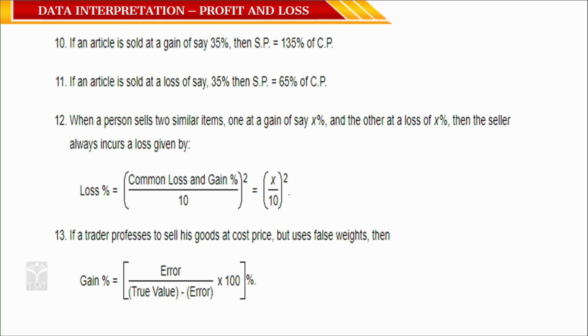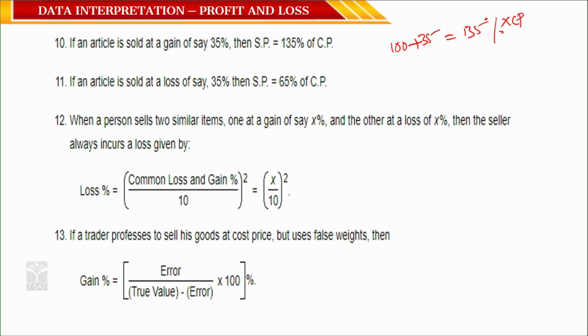So, you get 35% gain, which means the selling price will be 135% of CP, because generally you will get 100, and then 35% gain. So, 100 plus 35 means 135%. So, you have to multiply the cost price with 135%, then it gives the selling price. Is it clear? Okay. If an article is sold at a loss of say 35%.